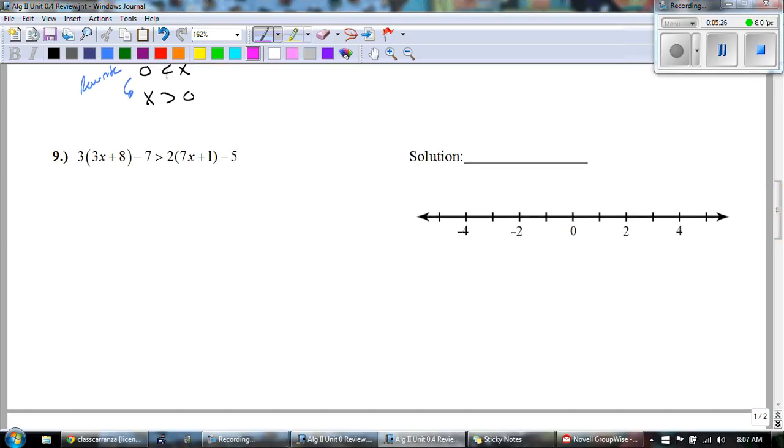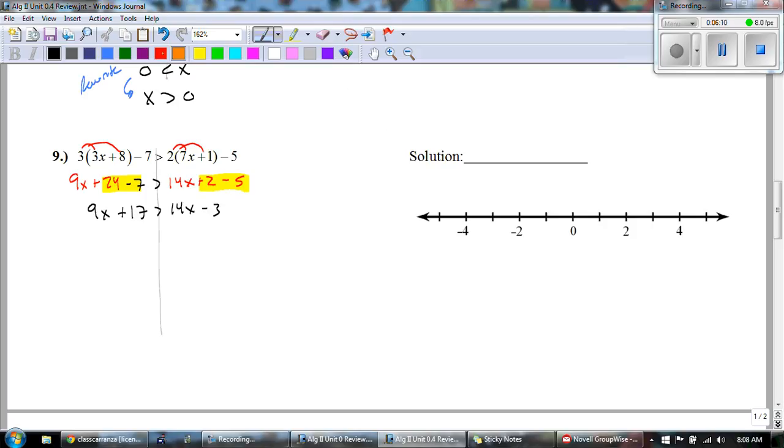Okay, number 9. Once again, the first thing that we need to do is to distribute. So on the left side, 9x plus 24 minus 7 is greater than 14x plus 2 minus 5. I need to combine like terms on both sides. So we get 9x plus, oh, not 18, Mr. Grice, it's 17. Okay, 9x plus 17 is greater than 14x minus 3.